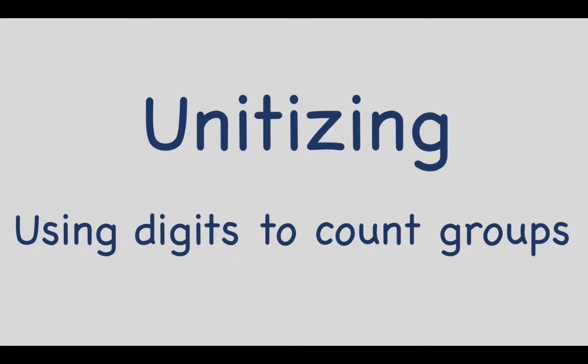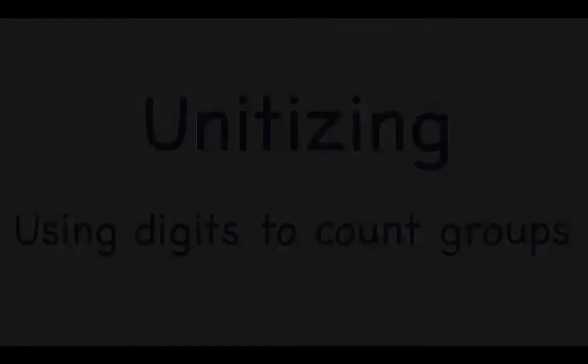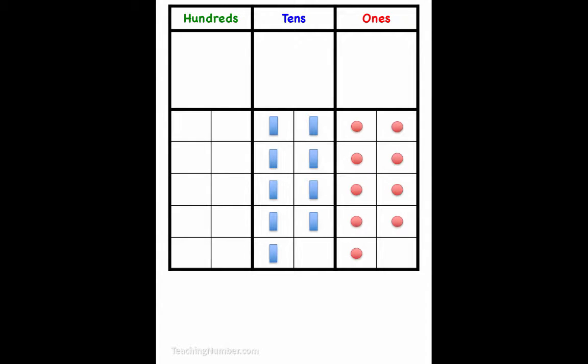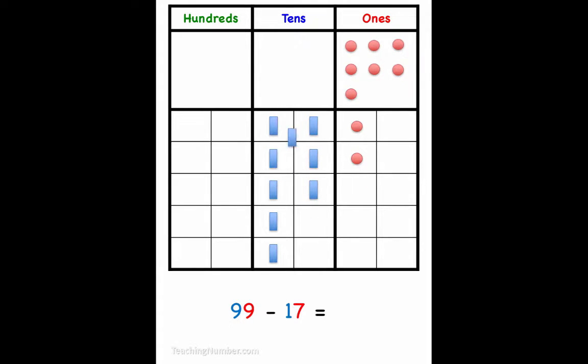Being able to determine whether it is more efficient to use compensation or partial differences depends on an understanding of the concept of unitizing, or using digits to count groups of items as well as individual items. In this example, we have 99 in the 10-frame place value mat, and we want to subtract 17. Notice that we have more ones in the minuend than we want to subtract, so we will not need to regroup. We can simply take the 7 ones that we need and the 10 that we need to see that 99 minus 17 equals 82.